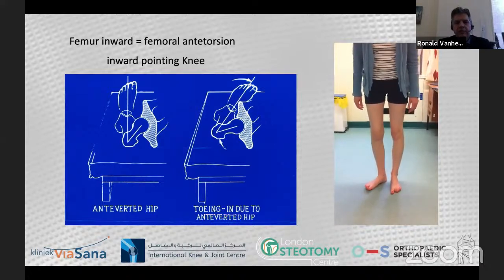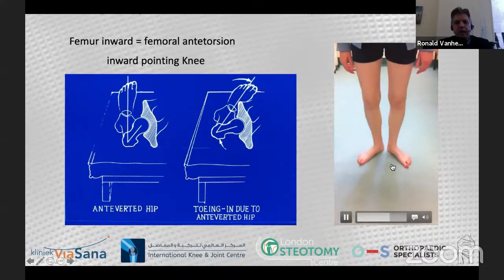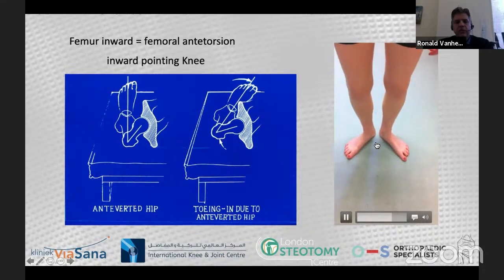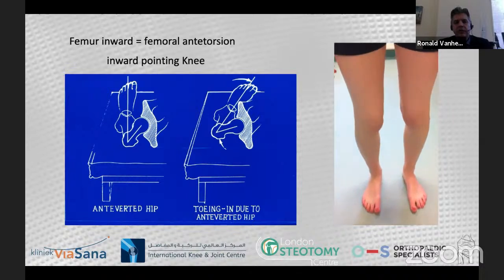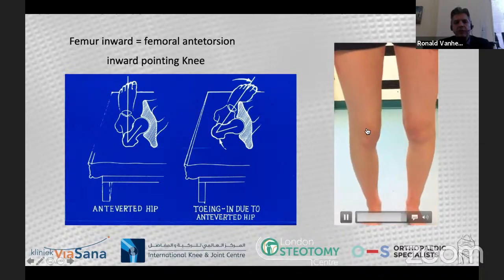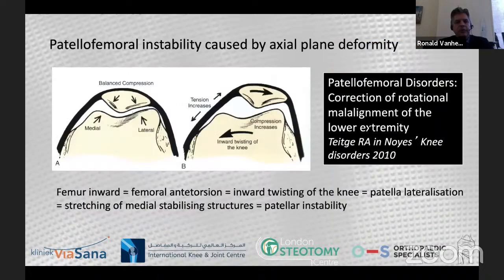Well, in the patient in the video, you also see external torsion of the tibiae on both sides. So she has a miserable malalignment, femoral as well as tibial deformities. And this is the femoral deformity with the knee pointing inwards. So what does that cause to the patella?